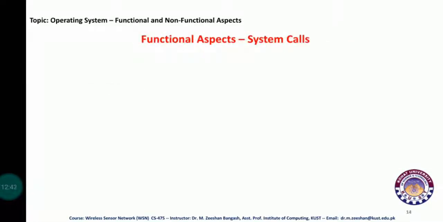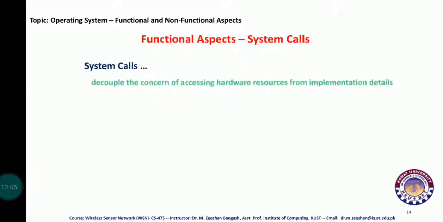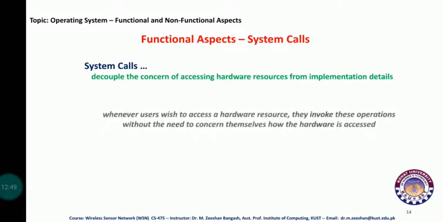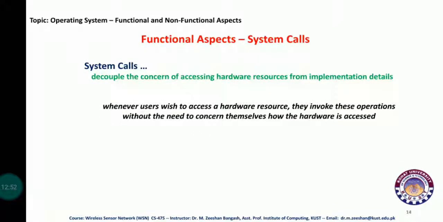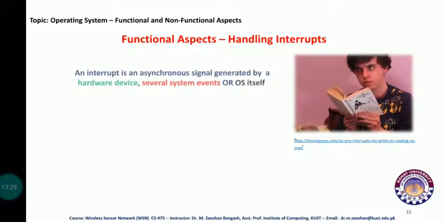Another functional aspect is the system call. Basically, system calls decouple the concerns of accessing hardware resources from the implementation details. Whenever any user or service wants to access the hardware, these system calls will be called without knowing how that hardware will be accessed. These system calls interact with the hardware and are executed, and hardware utilization can take place. Another important aspect is handling interrupts.